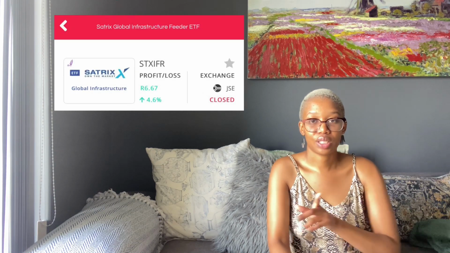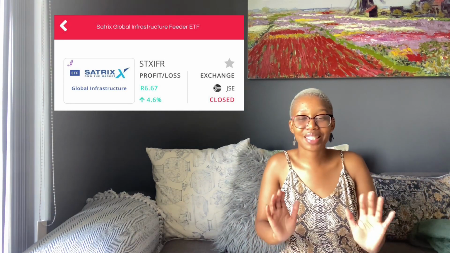And then I have the Satrix Global Infrastructure. The reason I'm mentioning this specific ETF is because when I was new on EasyEquities, I invested in this specific ETF. I didn't know what it was. It was new. It was suggested by EasyEquities. It was just coming up, and they were telling us that this ETF has everything to do with infrastructure. I was like, everything that has to do with infrastructure, put me in. So this is how I invested in this specific ETF.